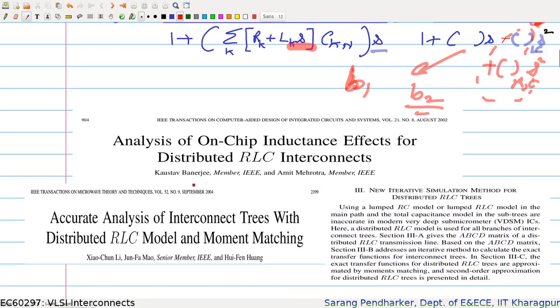The lecture today is broadly based on two papers. The first paper is from 2002. It's on the analysis of on-chip inductance effects for distributed RLC networks.